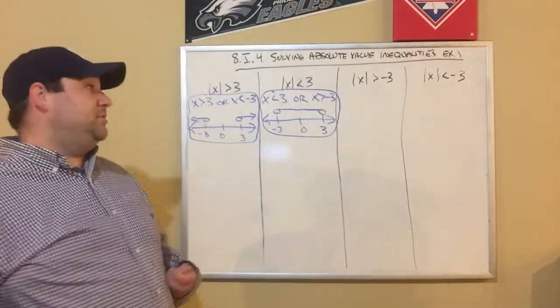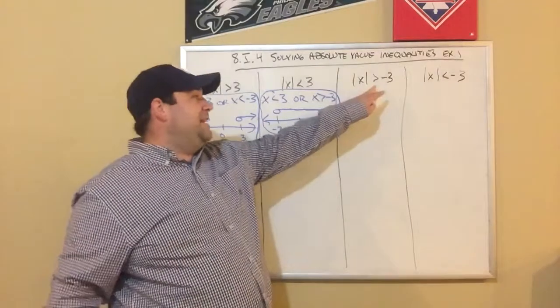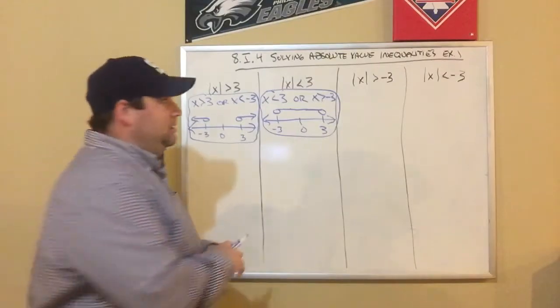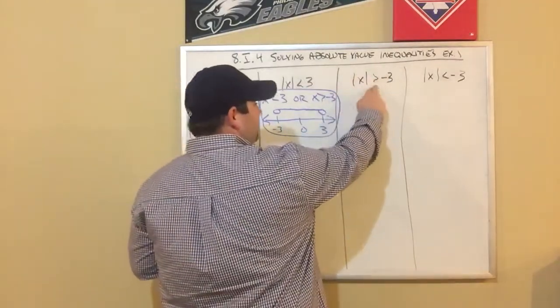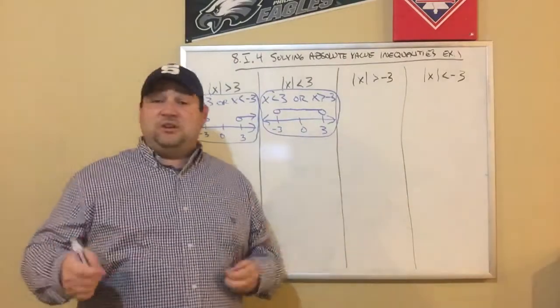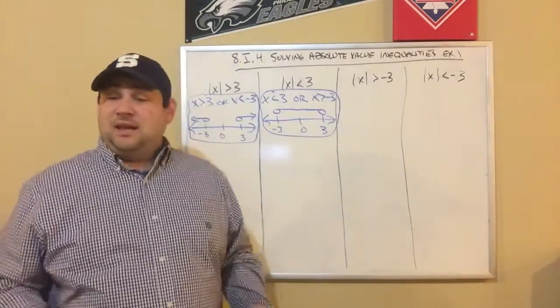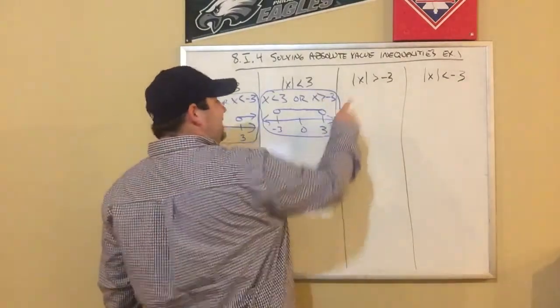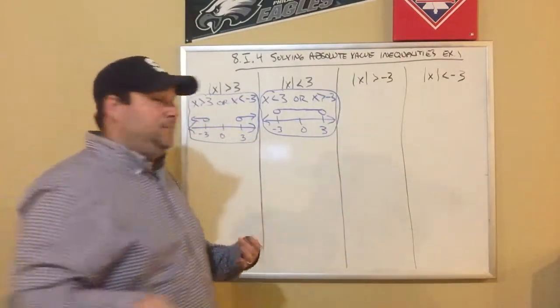So let's look at example 3 here. It says the absolute value of x is greater than negative 3. If you ever get to the point where you have absolute value, then your inequality sign, then a negative number, you can stop. And you're going to give your answer as one of 2 things: either no solution or infinite solutions. So that's where your common sense needs to come into play. So let's look at this.